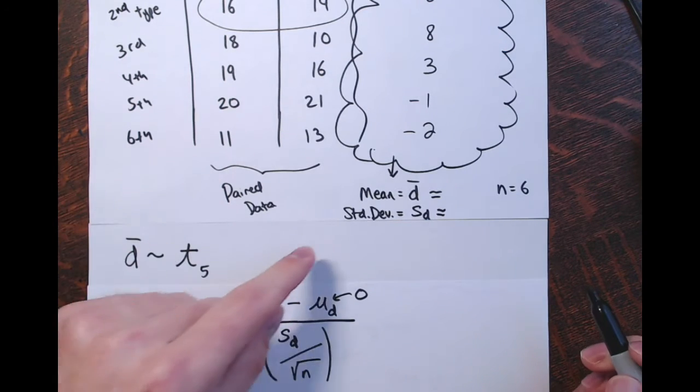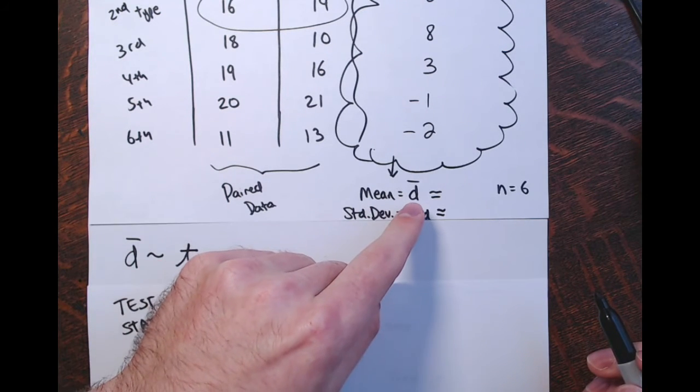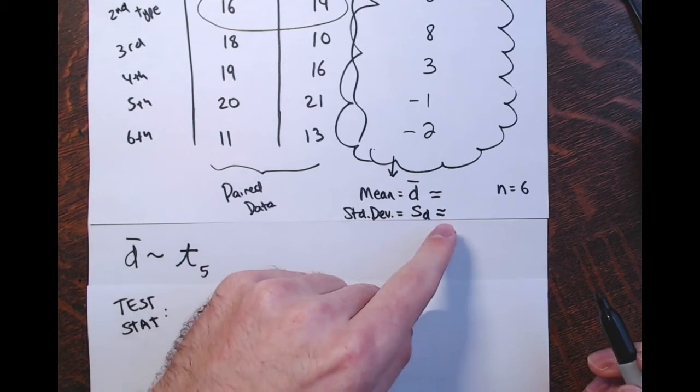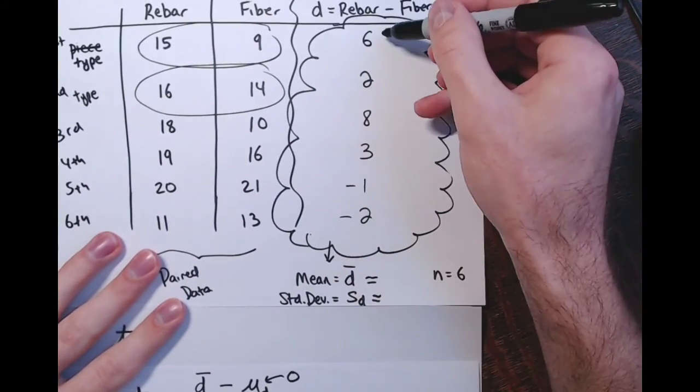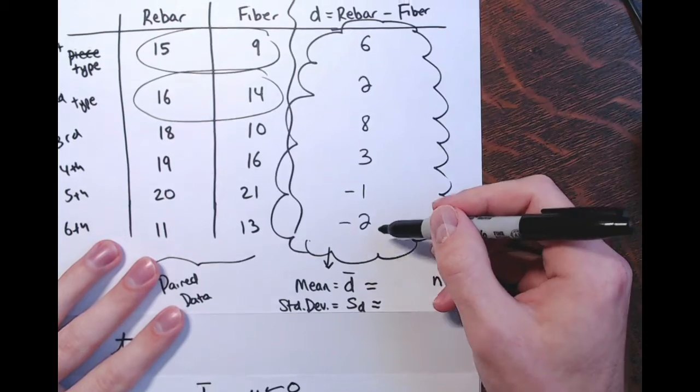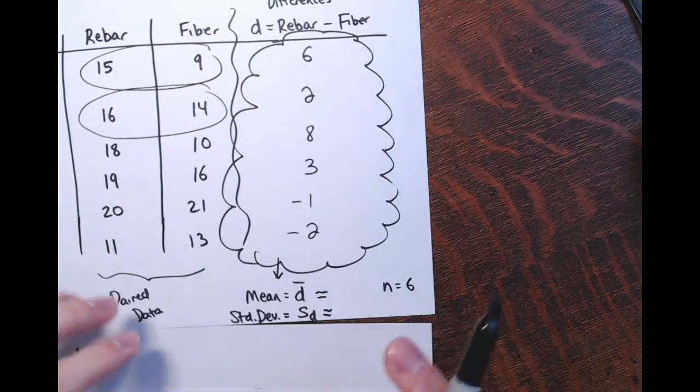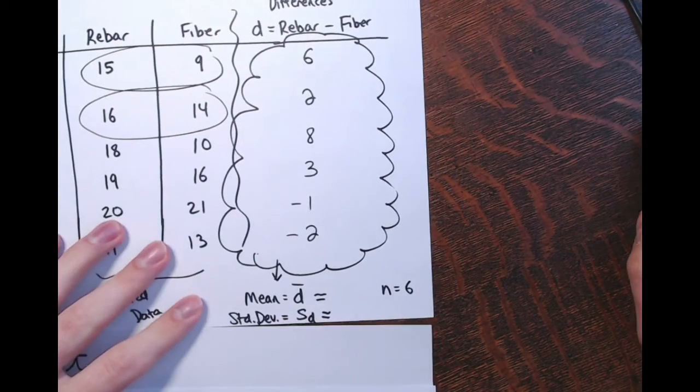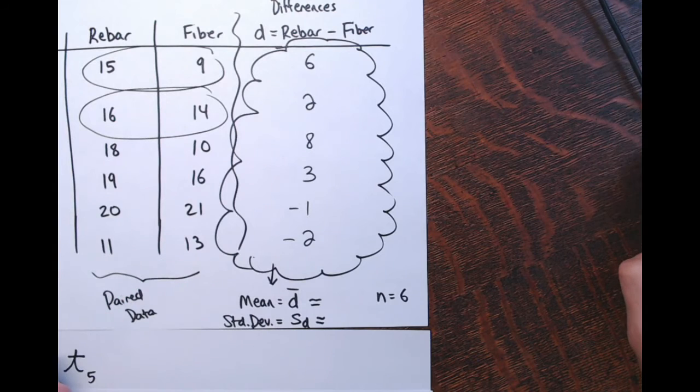So I need to find, like I said earlier, the mean and the standard deviation of these 6 differences, with the rebar minus fiber. So I'm just going to do that on a calculator. All right, I'm just going to put that in as a list.